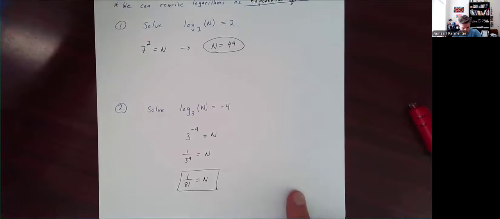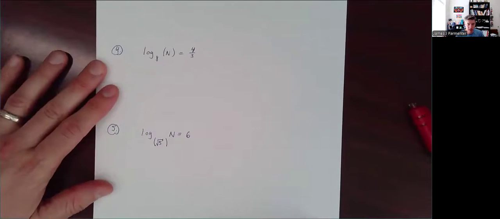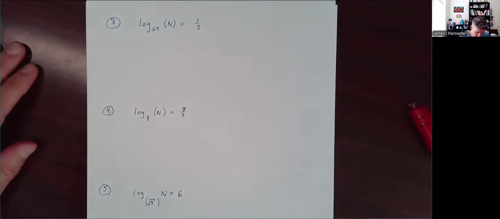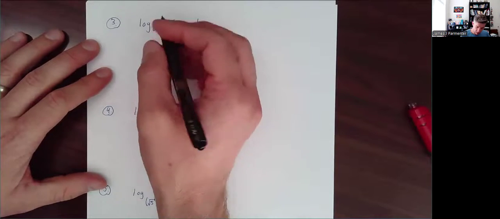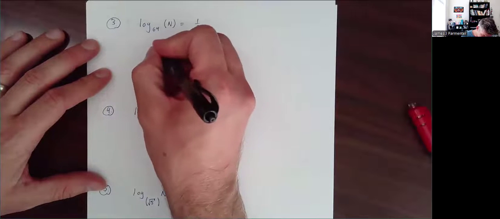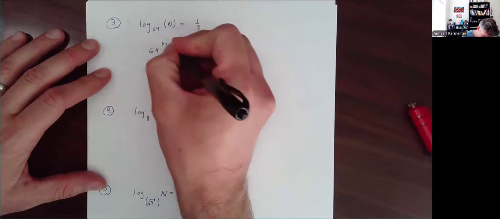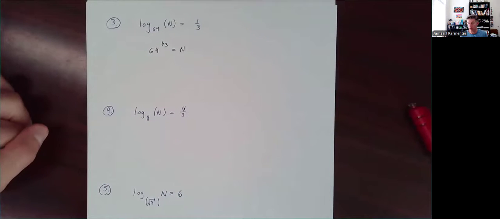Cool. A few of these I forgot to write the word solve on them. Apologies. So for this third one here, to solve log base 64 of n equal to 1/3, we're rewriting this logarithmic equation as an exponential equation. So I'm going to write it as a base of 64 raised to the 1/3 power equals n. You might just know that the cube root of 64 is equal to 4.